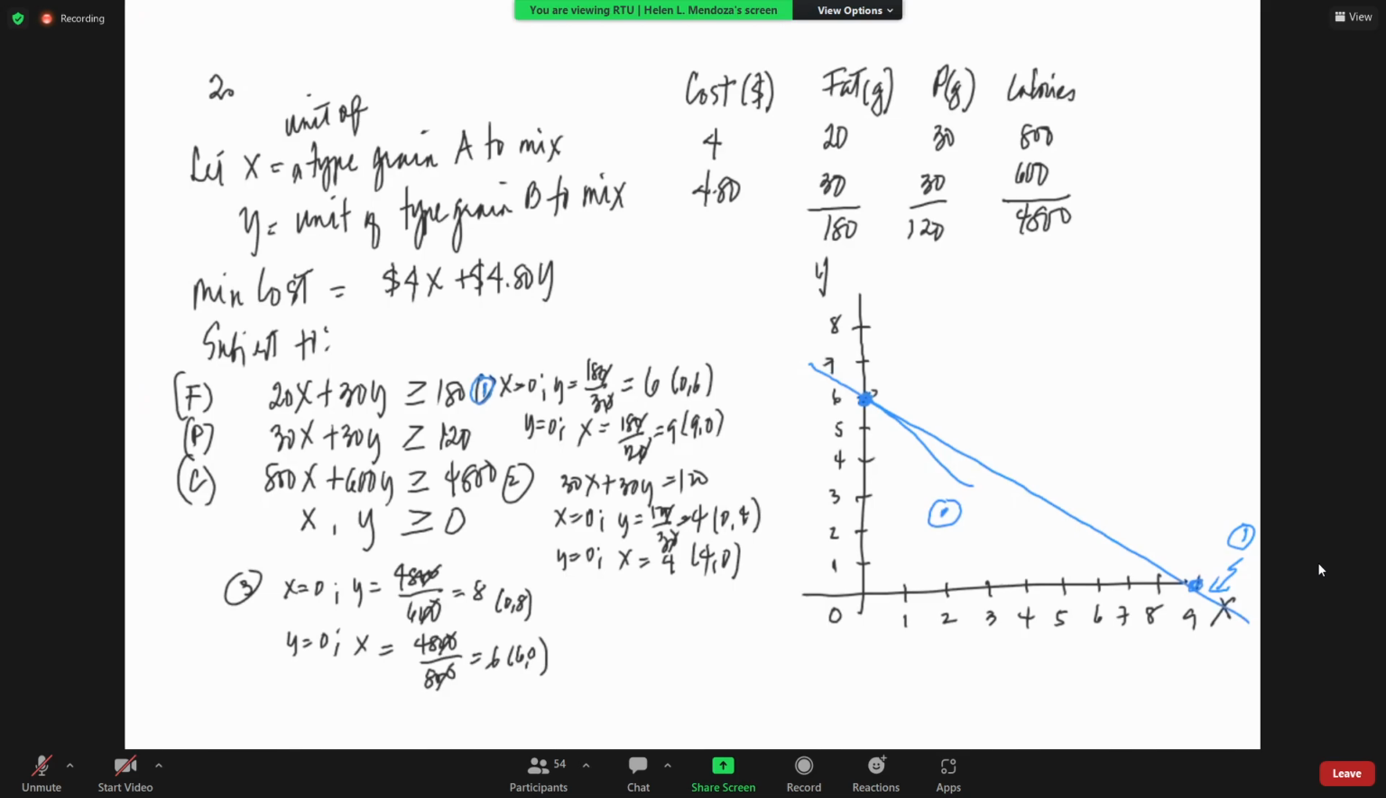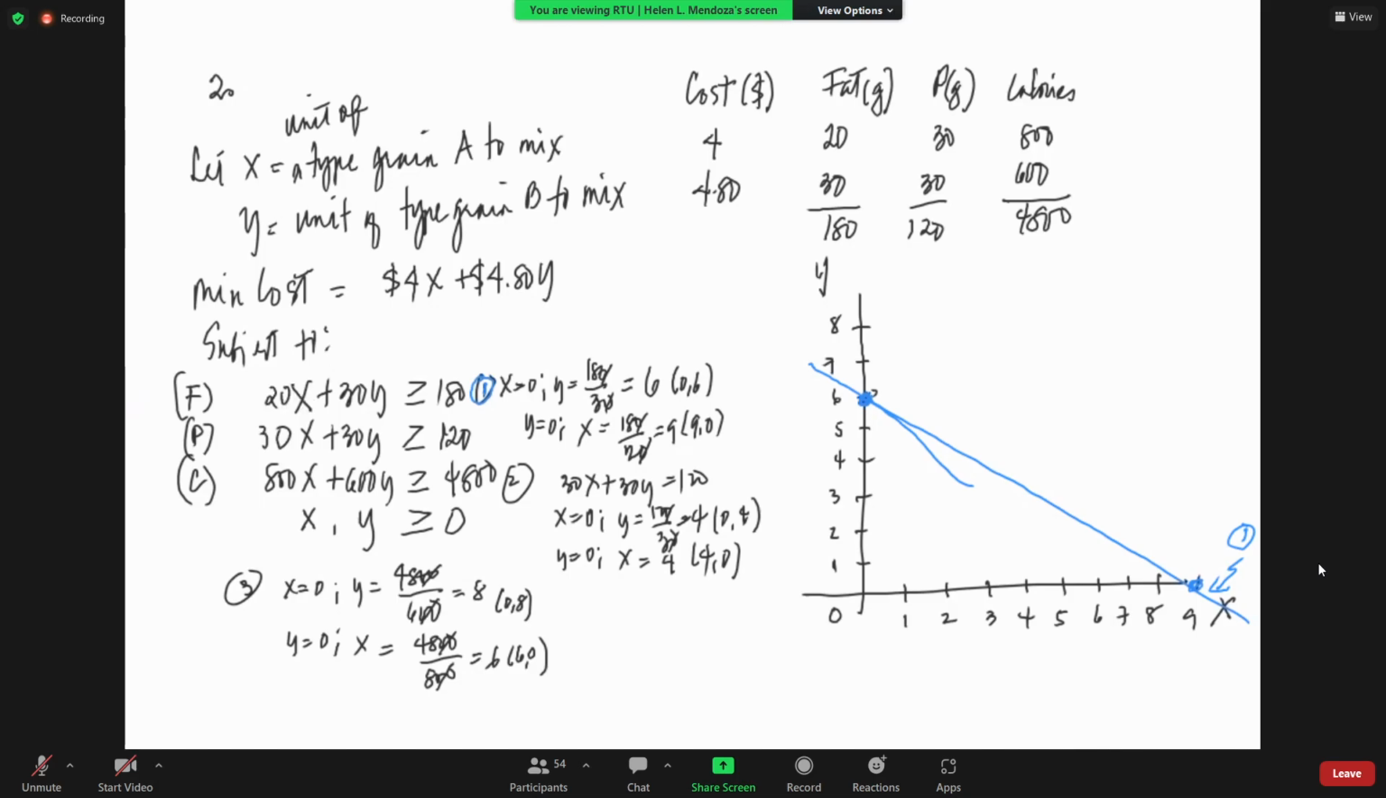What you can do is to substitute 0 to the equation. So ito, ay patay. Nabura ko. So ulitin ko lang ha. So ito ay, ano ba? 30x. Tapos ito ay 20x.